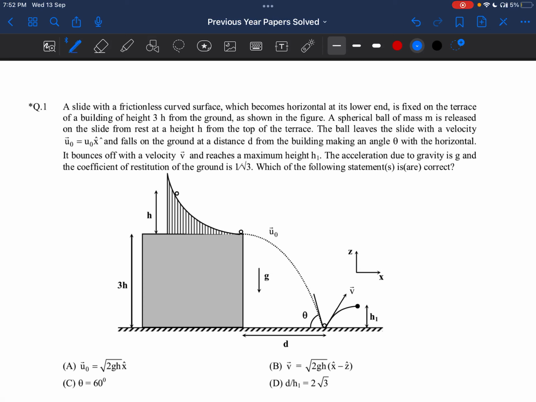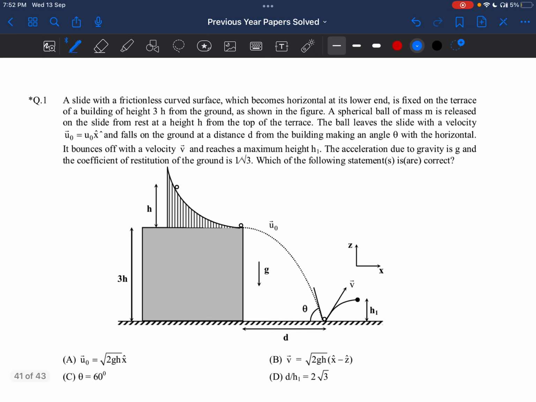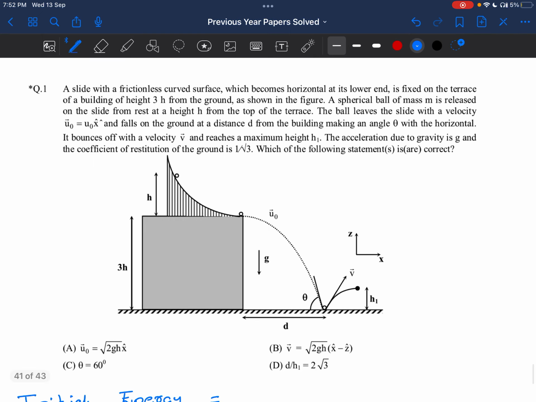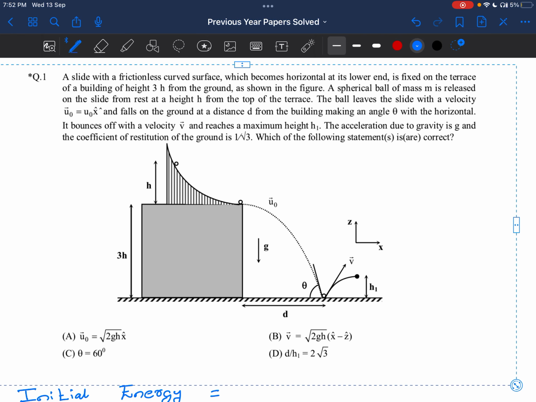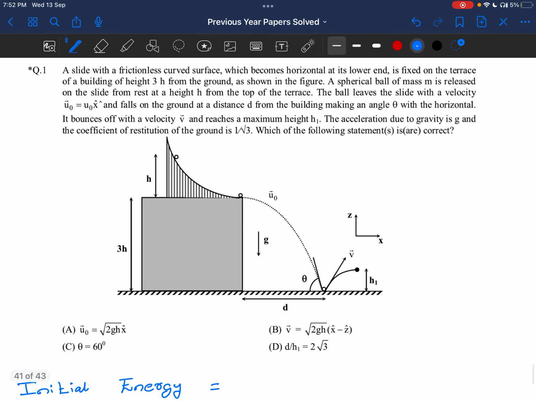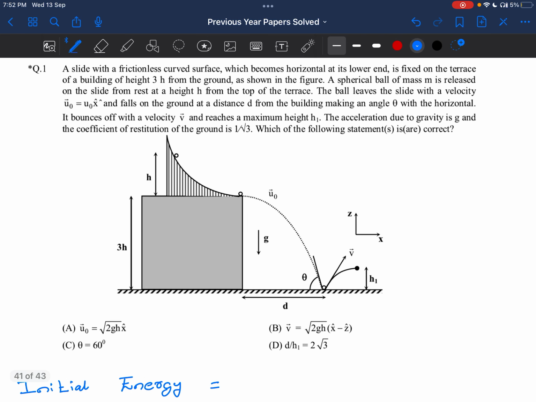In this video, we will be doing this multiple select question asked in IIT JEE 2023 Advanced Paper 1. So you can pause the video and read the question. Okay, so hoping you have read the question. Let's solve it. For solving it, first we need to find U0. U0 is the velocity with which the ball is leaving the terrace.